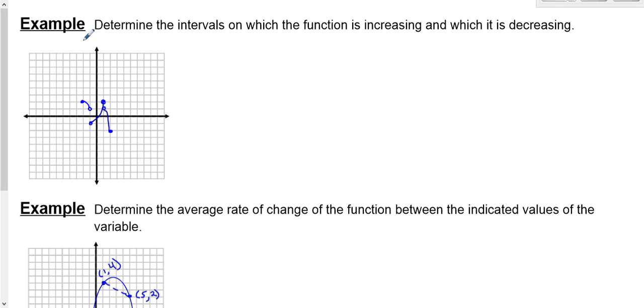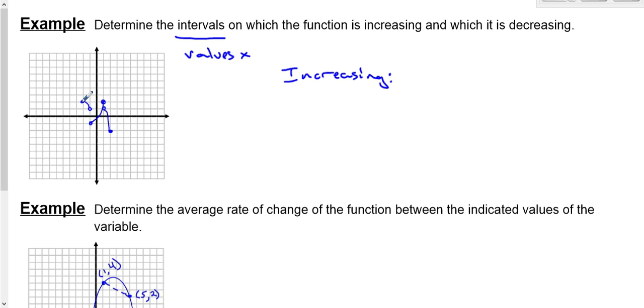This first example says determine the intervals on which the function is increasing and on which it is decreasing. Remember, intervals are your values of x. And we are looking for the values of x for which it is increasing and then decreasing. So for increasing, we want to look from left to right. Where is it going uphill?